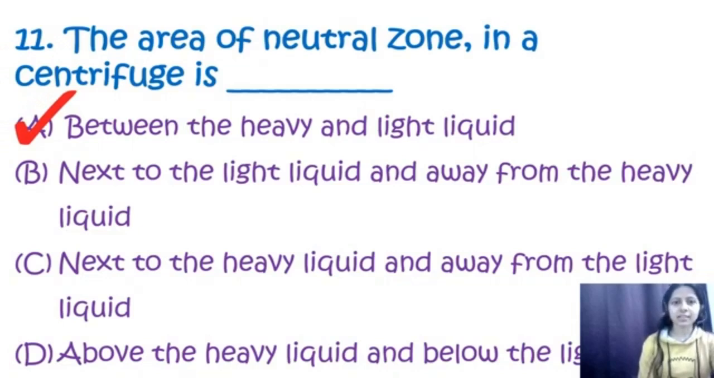Actually, in the neutral zone in a centrifuge, the region where the centrifugal force acting on the light and the heavy liquid is equal, hence there will be no net force acting on either of them. So over here option A is correct, that is between the heavy and the light liquid.